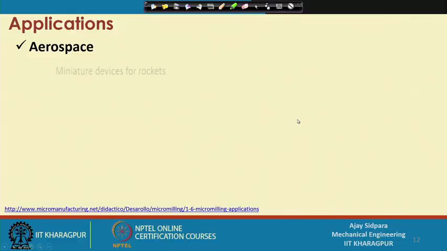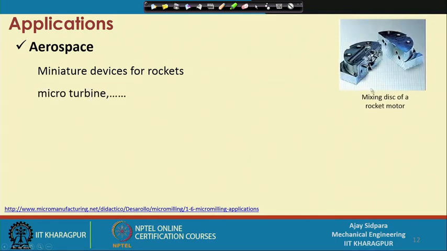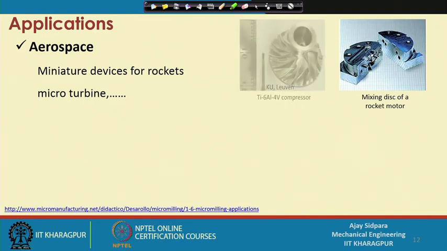Another example is the aerospace example. Now, if you say miniature rocket devices, then micro turbines. This is the mixing disc for the rocket motor. Here the size is not given, but this is hardly 1 centimeter to 2 centimeter. In this case you can create very small features, and those features are very difficult to fabricate by other processes. So, here the advantage of micro milling and micro turning is very high.